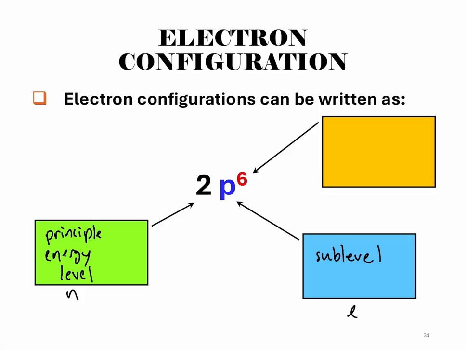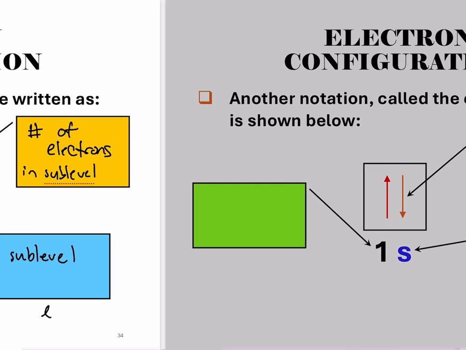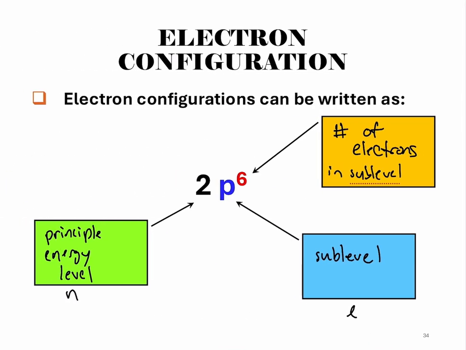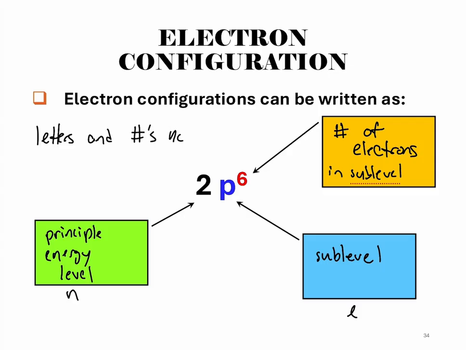The 6 here denotes the number of electrons in that sublevel. And so this is how we represent an electron configuration. This is how the electrons exist inside this orbital. And this is called, what I call them, the letters and numbers notation.